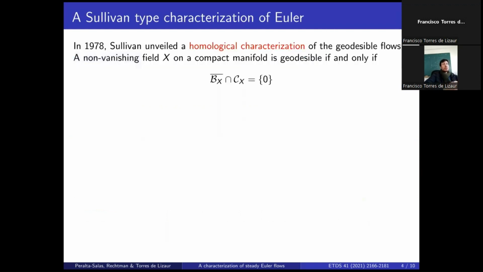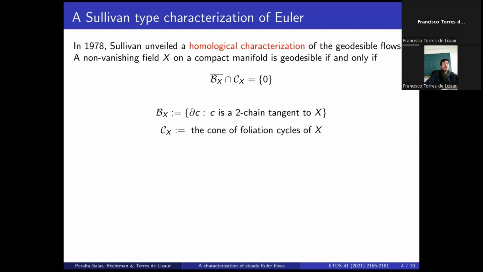So our characterization is going to be inspired by Sullivan's characterization of geodesible vector fields. So let me recall what a geodesible vector field is. It is a vector field whose orbits are all geodesics for some Riemannian metric on the manifold where the vector field is defined. So Sullivan proved that a nonvanishing vector field on a compact manifold is geodesible if and only if these two sets of, we are going to see, generalized loops associated to the vector field do not intersect, or rather intersect trivially.